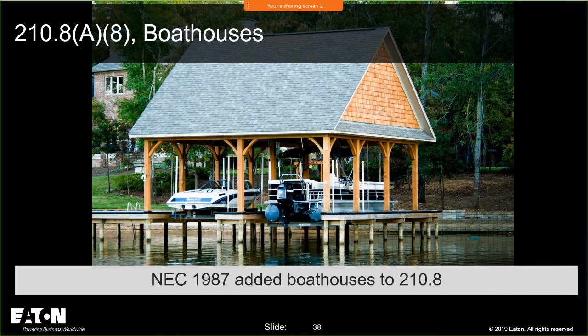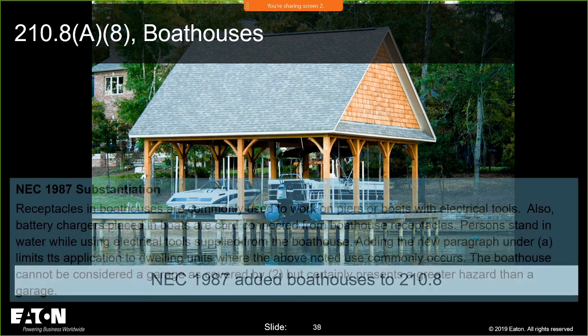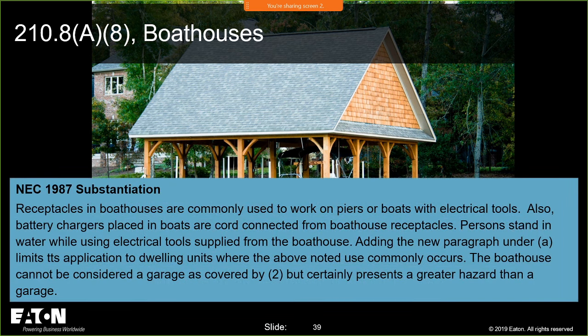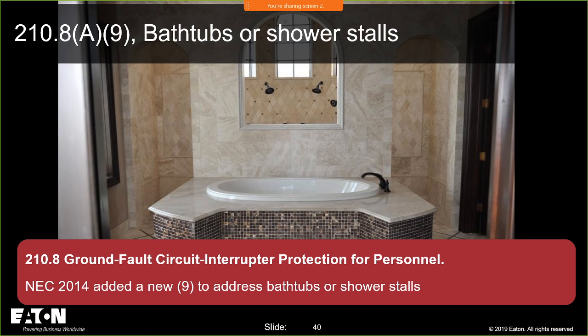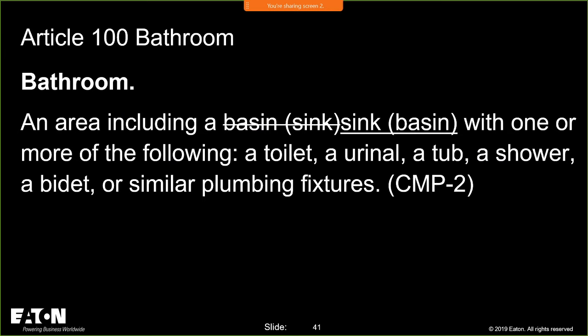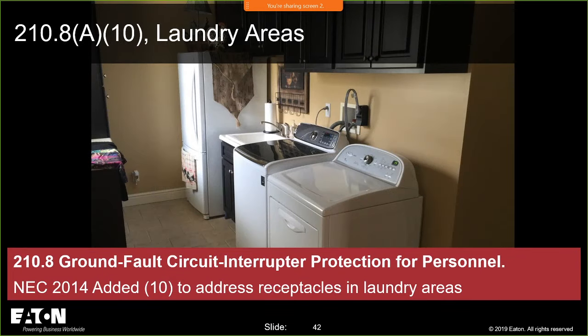Boathouses were added in 1987 in 210.8, and they talked about the fact that you're out there working in and around water. There's an increased hazard. That was the reason they put it in there, and it remains in there. In 210.8 in the 2014 cycle, we added to address bathtubs or shower stalls. We're walking through some of the history here, and it's really important to understand where we came from and how we got there. Again, here's an Article 100 bathroom.